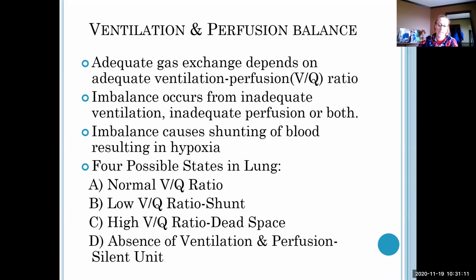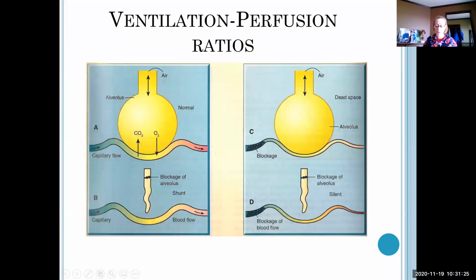So there's 4 possible states in the lung. We have our normal VQ ratio, our low VQ ratio shunt, our high VQ ratio dead space, and an absent or a silent unit, absence of ventilation and perfusion, which tends to be our ARDS patients. So here is what that looks like.